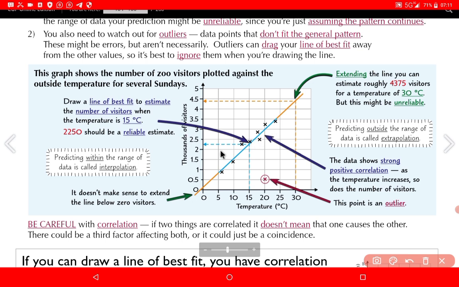So they draw a line of best fit to estimate the number of visitors when the temperature is 15 degrees. So this is the best fit, right? And then you're given a temperature of 15, so you go to the temperature of 15 degrees, you go like this, and then you get the number of people from this diagram. So the best fit will just help you to do your calculations properly. So that is what you need to know under these scatter graphs, coming up with your best fit.